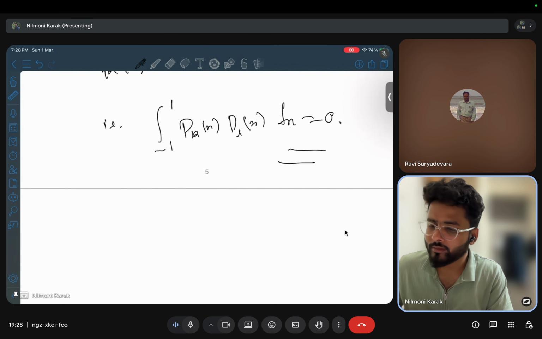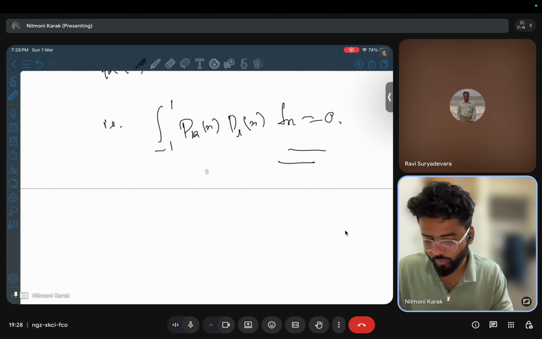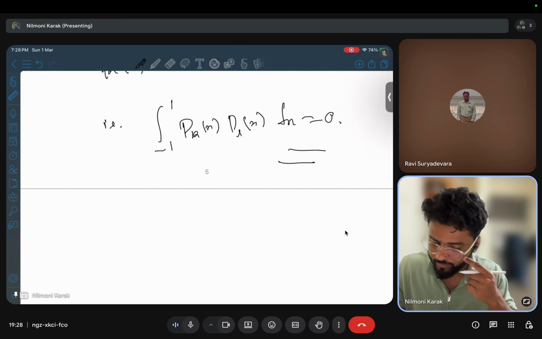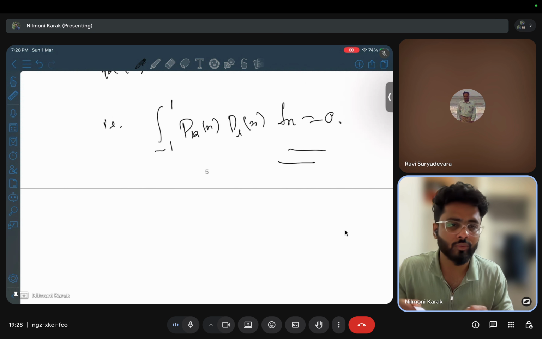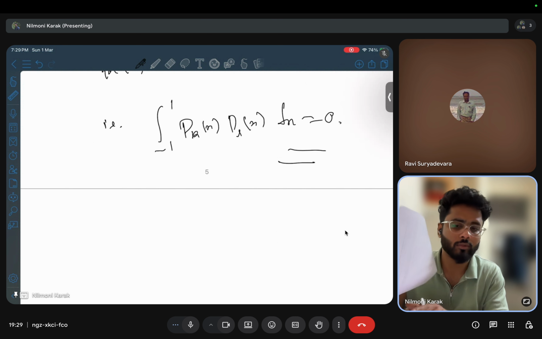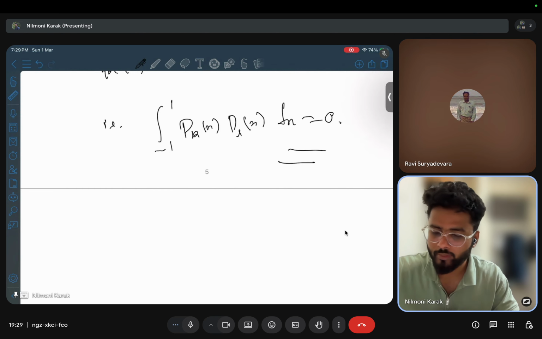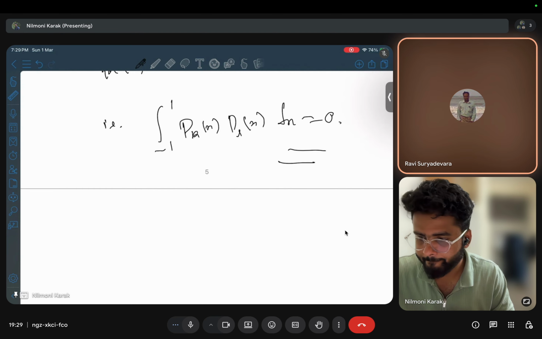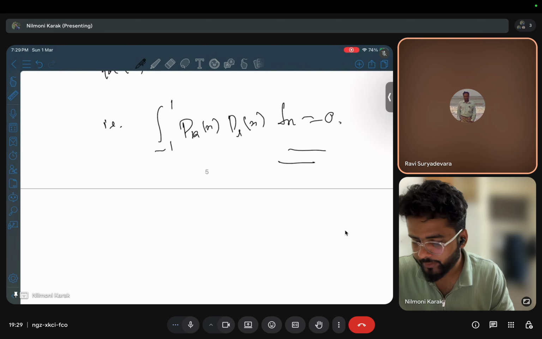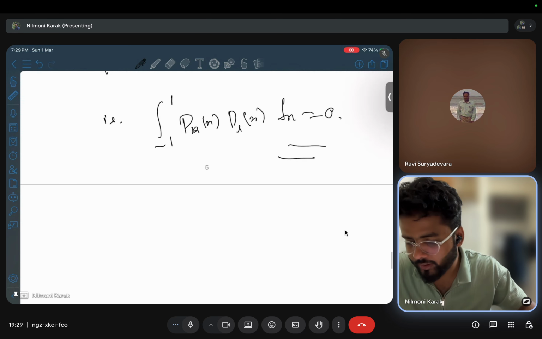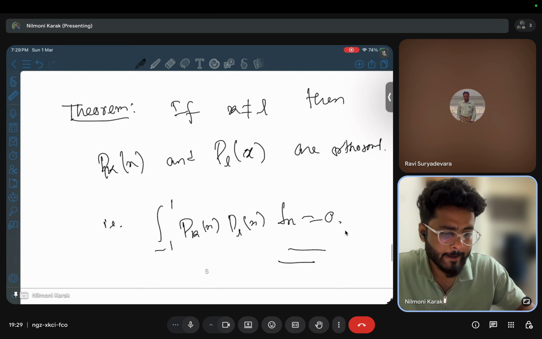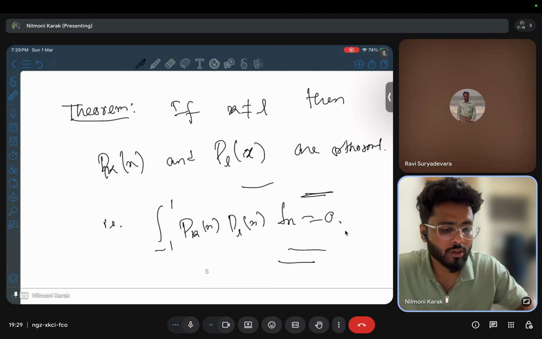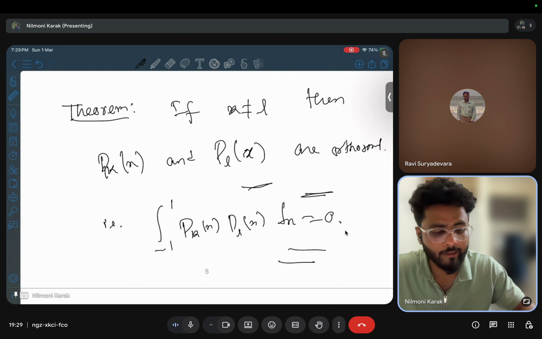And next, if you want to see how this forms a complete orthogonal system, then you have to use some Weierstrass approximation theorem. But it is difficult to observe this, to see this. It is something of an abstract type.